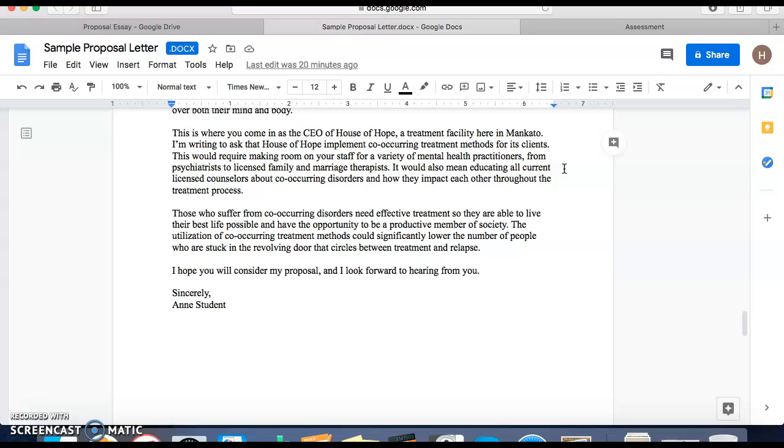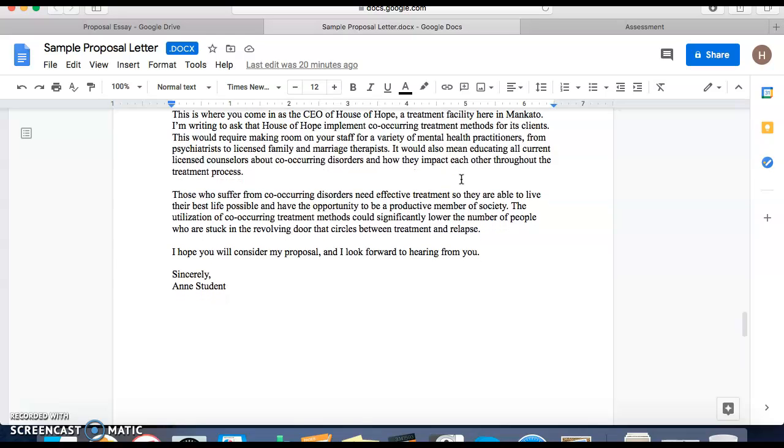It shows that you have an idea of who this person is and why they are the person to implement your solution. So she explains here that Mr. Gilbertson's the CEO of a treatment facility, and she's asking that he implement this treatment method for that facility's clients. What it would mean for him.